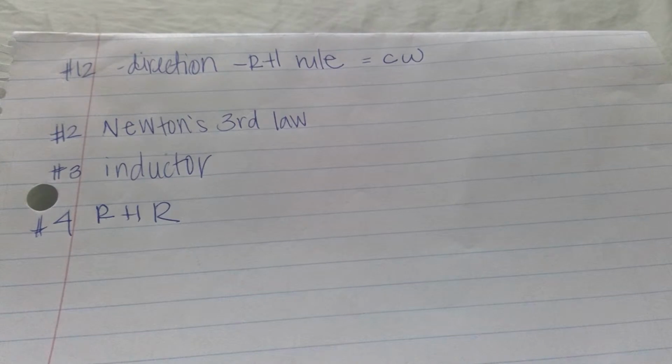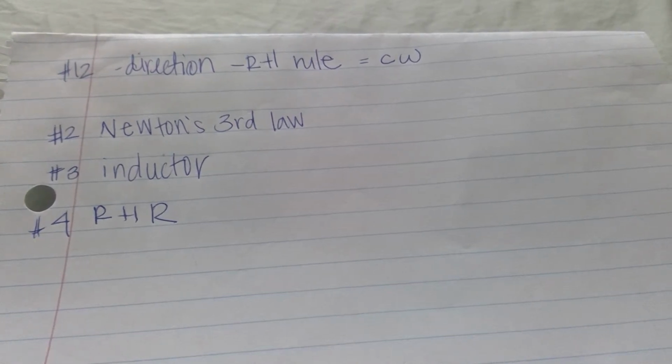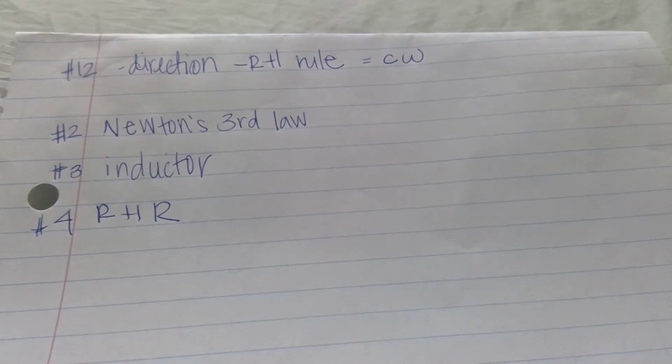The next one, number 2: two parallel wires are near each other and they carry currents in the same direction. Wire 1 carries current I. Wire 2 carries current 2I. Which statement about the magnetic forces that the two wires exert on each other is correct?